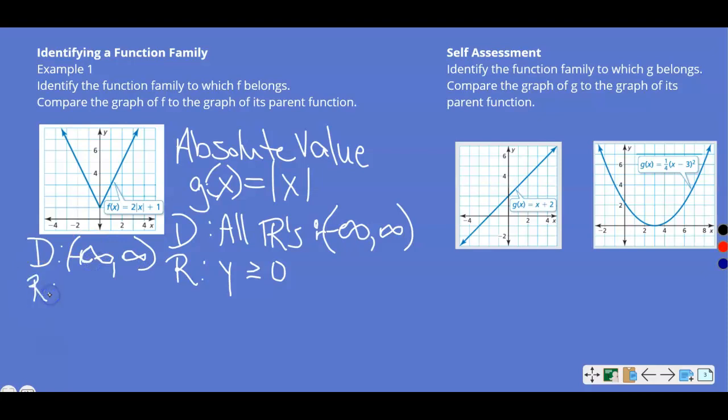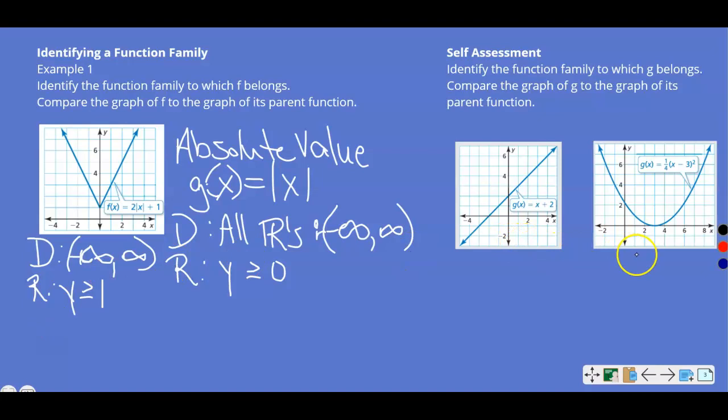And the range is all y's greater than or equal to positive 1. And you can see that by looking at the graph right here where it's been shifted up 1. So again, when it says identify the family of functions, identify the parent function, and then compare the graph using things that you can see based on the equation.